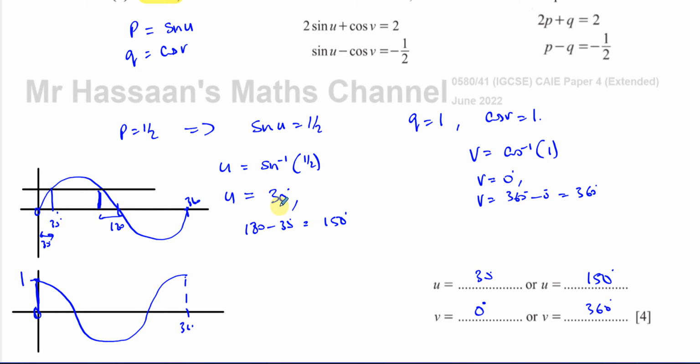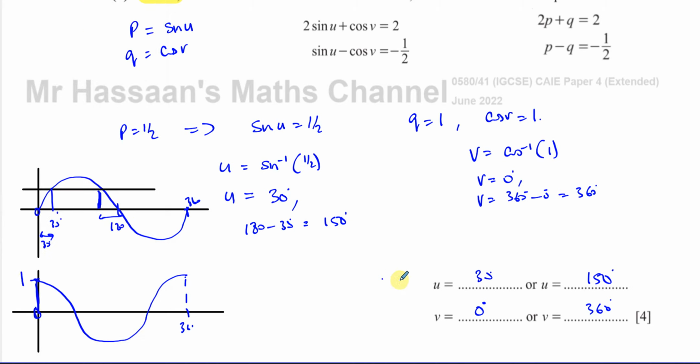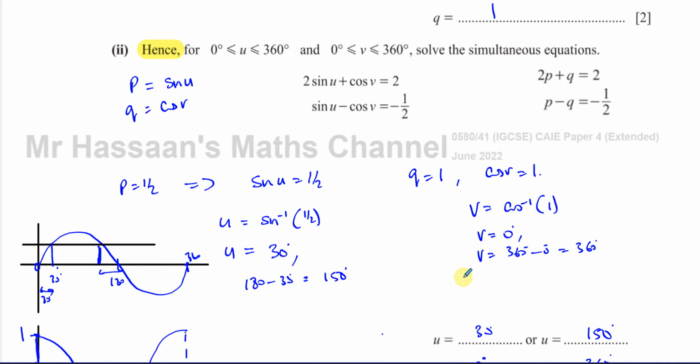So the calculator gives us the principal solution. If I did inverse cosine of 1, I'll just show you, it's going to give you 0. That's the first angle, and then 360 minus 0 is the other angle. All right, so those are the solutions to this equation.